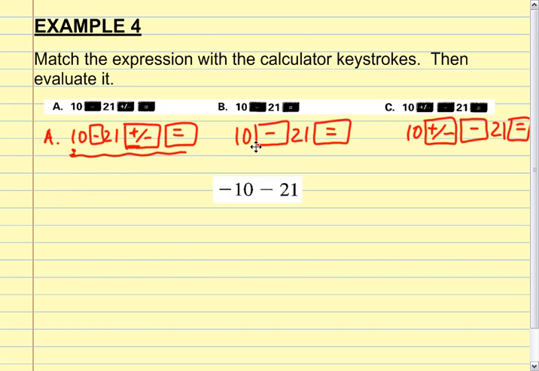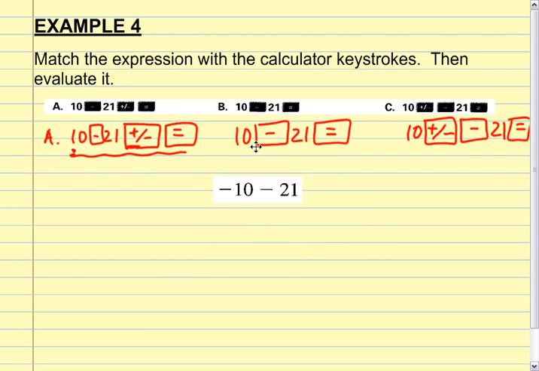All right? Let's rewrite B. Ian, can you tell me what problem that is showing us? That's 10 minus 21. That's it. Is that this problem? No. Okay, so it's not B.